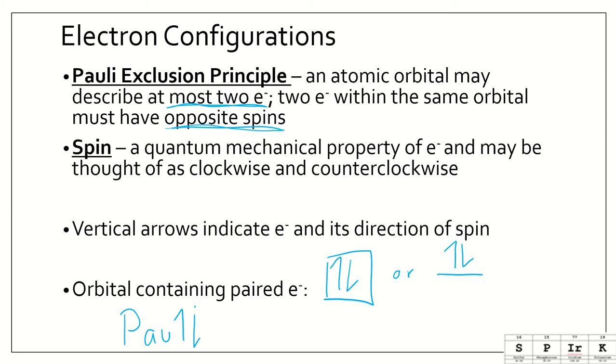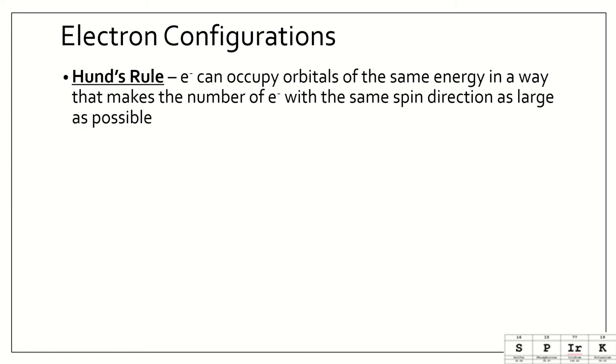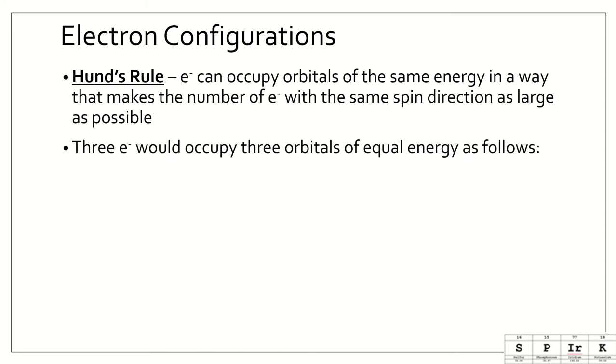So there you go. The Pauli exclusion principle describes two electrons, and they must have opposite spins. The final rule is Hund's Rule. Hund's Rule states that electrons can occupy orbitals of the same energy in a way that makes the number of electrons with the same spin direction as large as possible. So let's look at what that means, because that sounds like a whole lot.